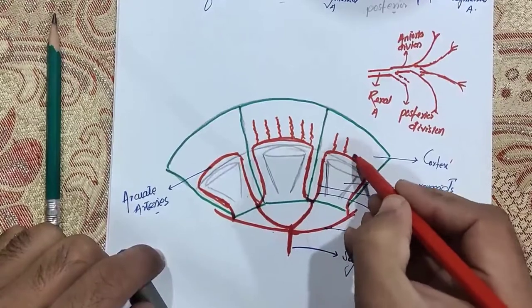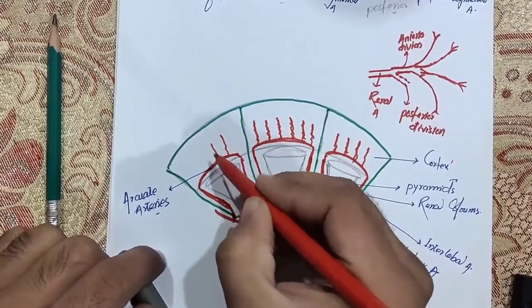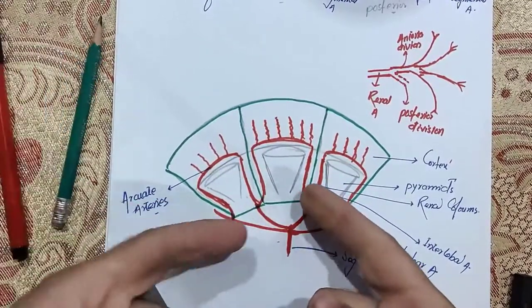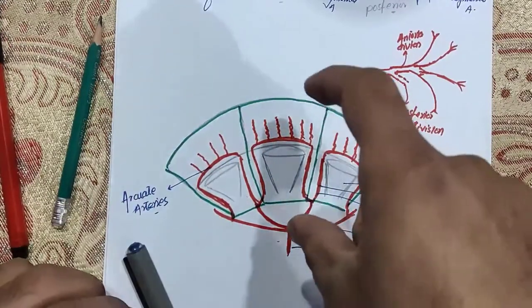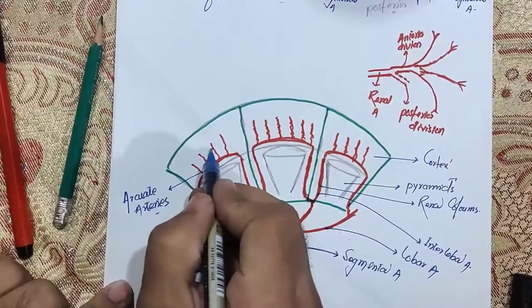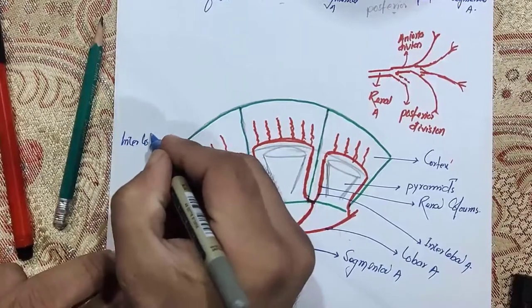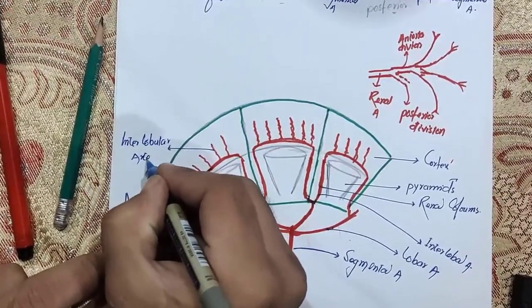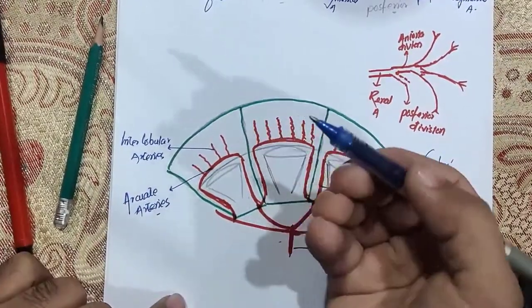Clear? These are interlobular arteries. They will enter from the interlobar region to the interlobular region. So inside the lobes, there are lobules, right? So what are these arteries? These are interlobular arteries. Right. Now look carefully. Here will be lobules.